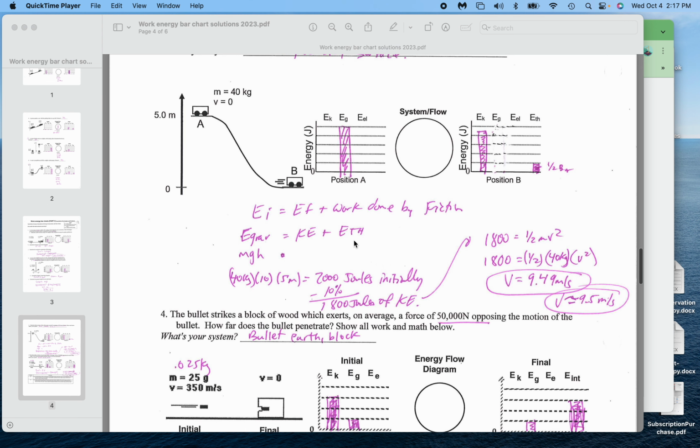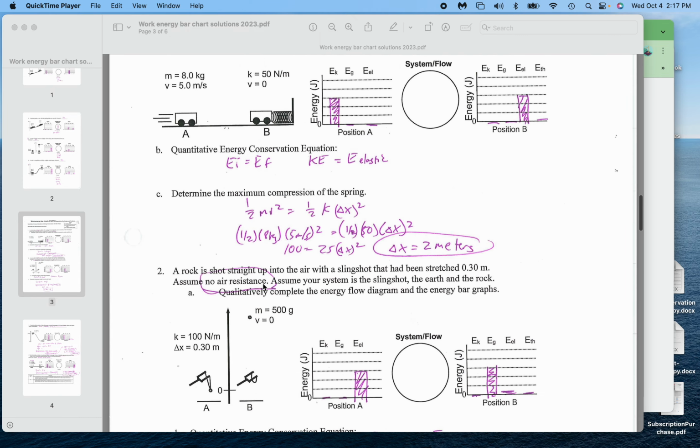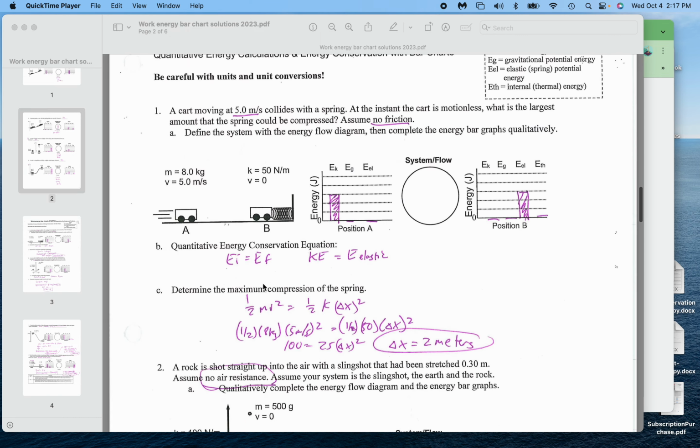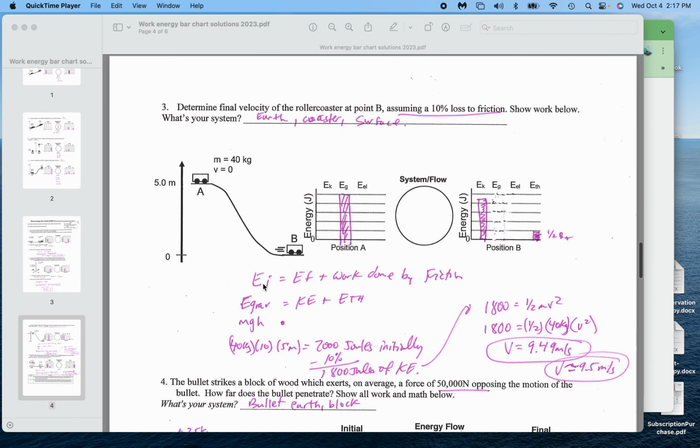If you had used 9.8 for this, your answer would be a little bit different. Kind of like for a lot of these, if you use 9.8 mathematically, your answer might be a little bit different.